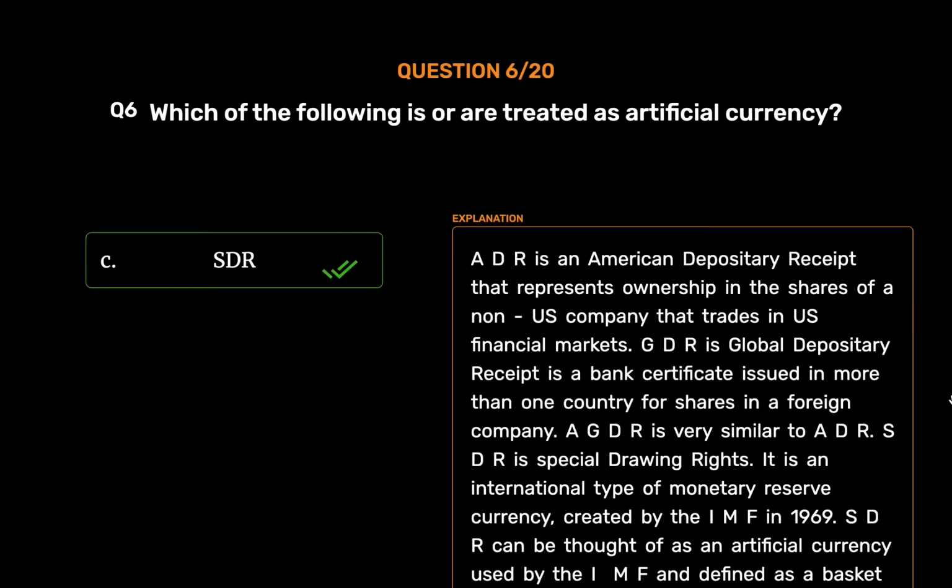SDR. ADR is an American depository receipt that represents ownership in the shares of a non-US company that trades in US financial markets. GDR is Global Depository Receipt, a bank certificate issued in more than one country for shares in a foreign company. A GDR is very similar to an ADR. SDR is Special Drawing Rights. It is an international type of monetary reserve currency, created by the IMF in 1969. SDR can be thought of as an artificial currency used by the IMF and defined as a basket of national currencies.